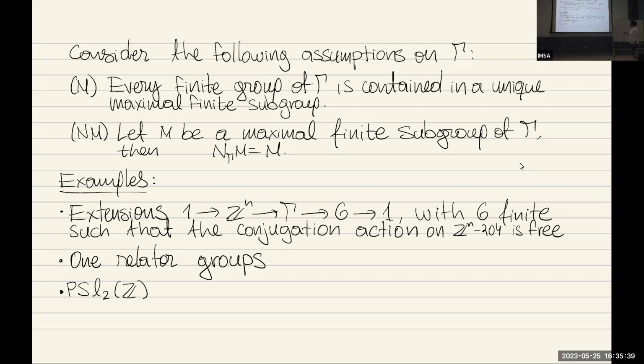Okay, some examples of groups satisfying these two properties, M and NM. The first one is extensions with kernel pre-abelian and quotient finite, such that the conjugation action, this group over C to the n minus 0, is free. This example will be the main example for this talk. Another two examples: one-relator groups, and this projective special linear group over the integer numbers.